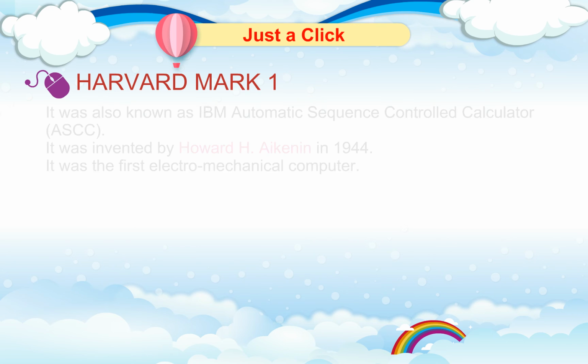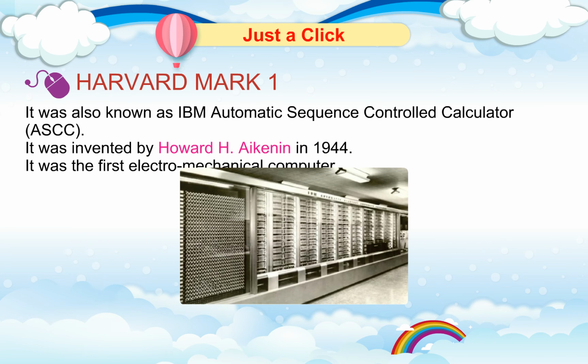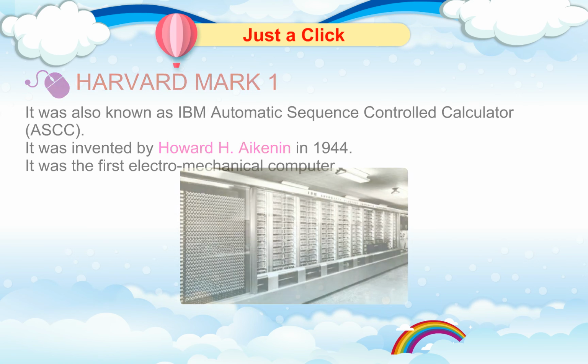Harvard Mark I. It was also known as IBM Automatic Sequence Controlled Calculator. It was invented by Howard H. Aiken in 1944. It was the first electromechanical computer.